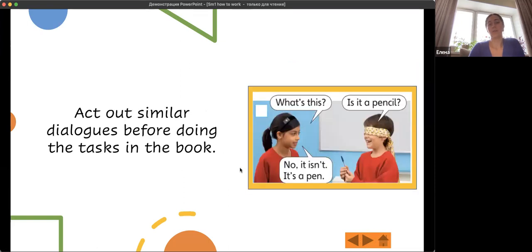And also, I really like practicing dialogues before doing the tasks in the book. So sometimes we have listening tasks when they need to look at the pictures and number them, but they can't read all these phrases, because they don't know the alphabet yet.